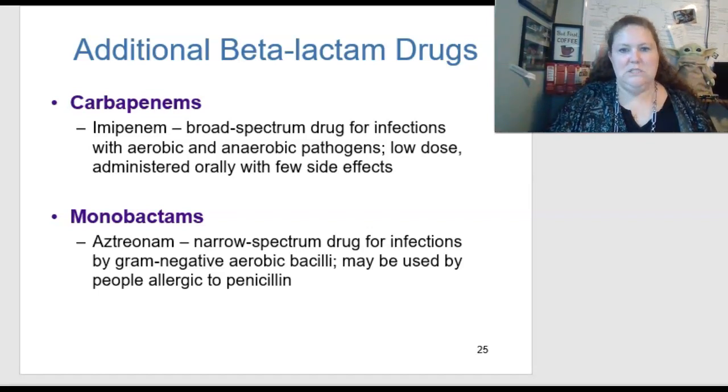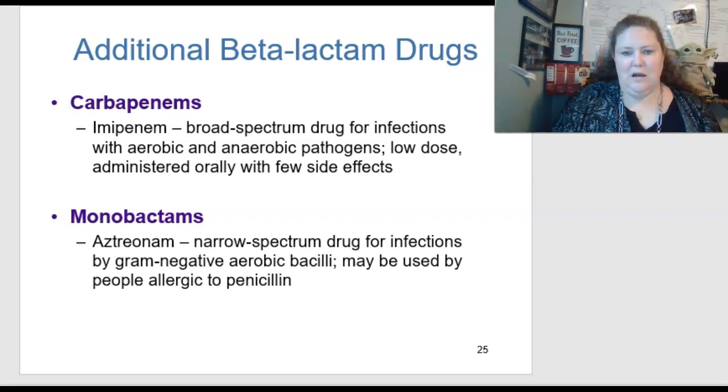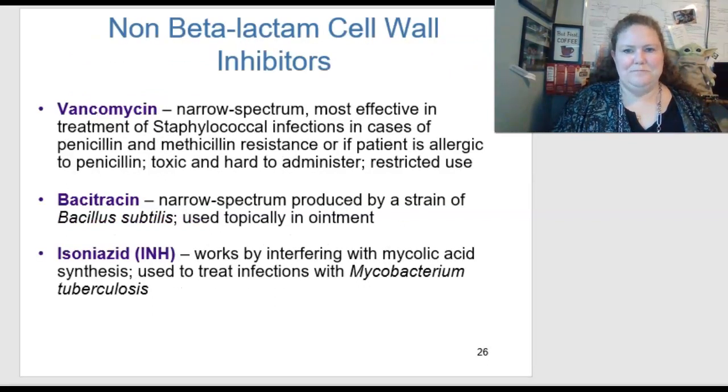Talking about additional beta-lactam drugs, we can have the carbapenems, and imipenem is a broad spectrum drug for infections with aerobic and anaerobic pathogens. This is low dose, it's administered orally, and it has few side effects. You also have your monobactams, like aztreonam, and these are your narrow spectrum drugs for infections that are gram-negative aerobic bacilli. And these can be used for people that are allergic to penicillin, so it gives us options.